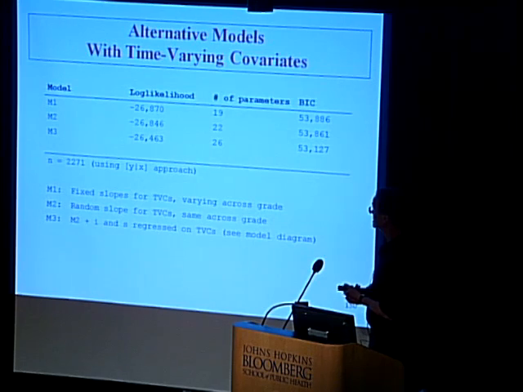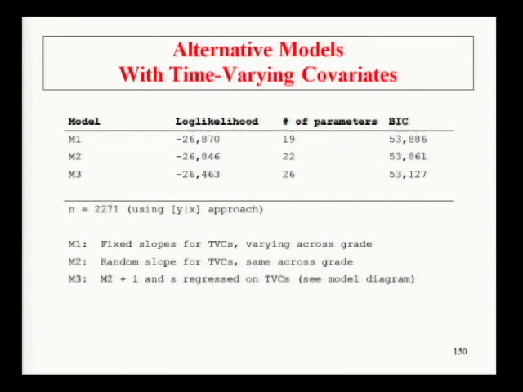Now, what is M3? What is M3 here? Well, M3 is M2, the random slope model, plus I and S regressed on TVCs. So now we're getting advanced. We're regressing I on TVCs. That's what we talked about. I regressed on course taken in 7. But apparently we're now bringing in S as well.